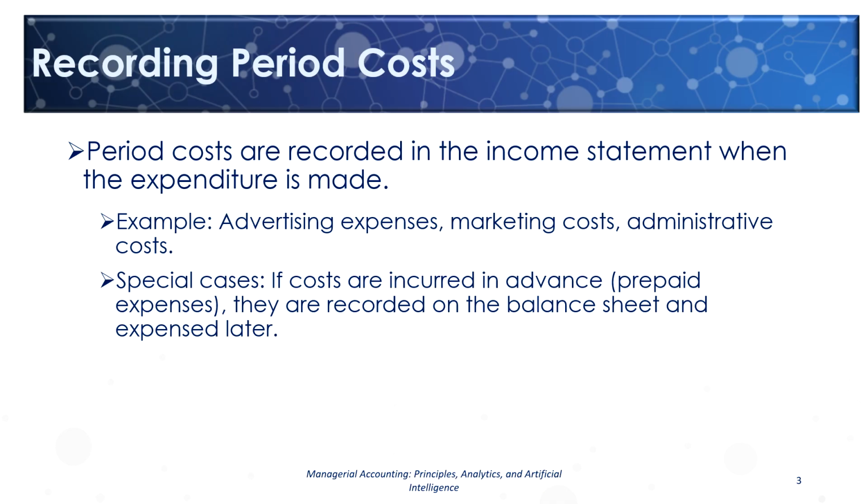Period costs are recorded on the income statement when the expenditure is made. Examples include advertising expenses, marketing costs, and administrative costs. In most cases, these costs are expensed immediately. However, in special cases where the cost is incurred in advance, it may be recorded as a prepaid expense on the balance sheet and expensed later. Be sure to note, period costs are expensed in the period incurred.